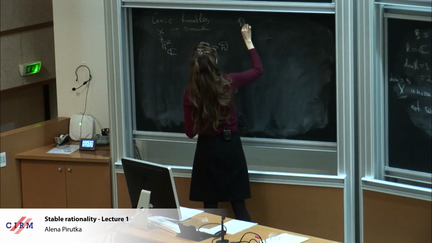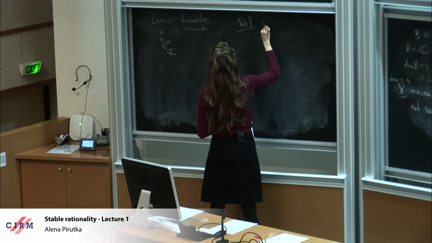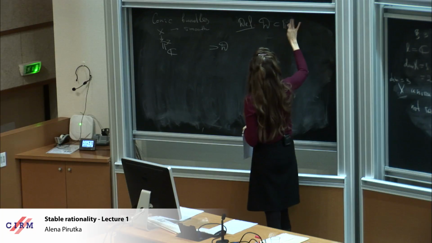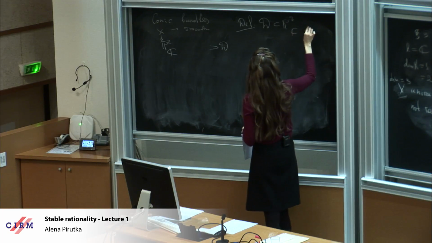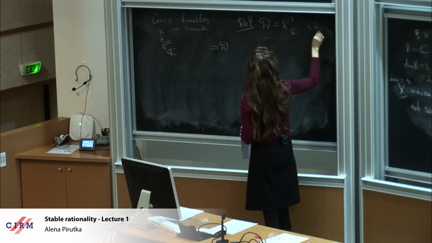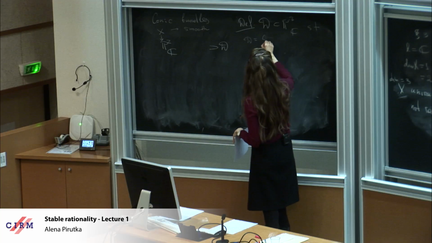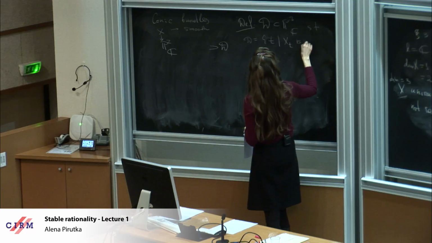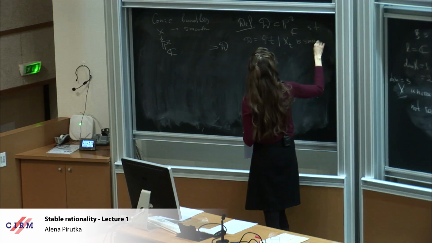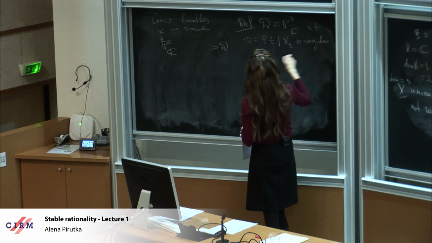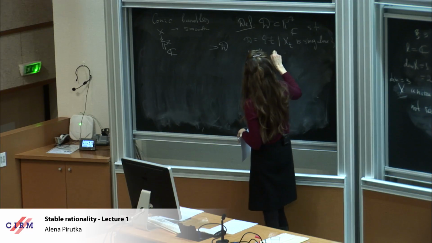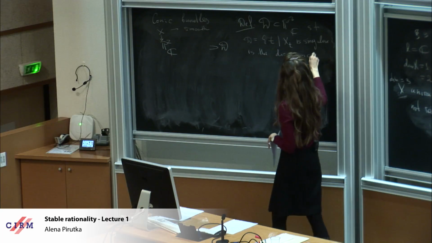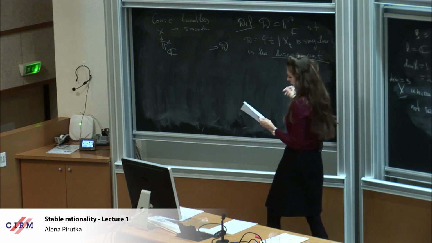So, definition. D in P^2(C) such that D is the locus of points with singular fibers. So this is called the discriminant of the conic bundle.